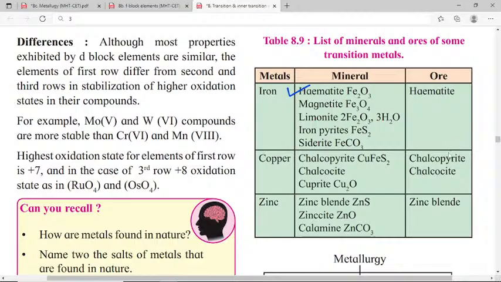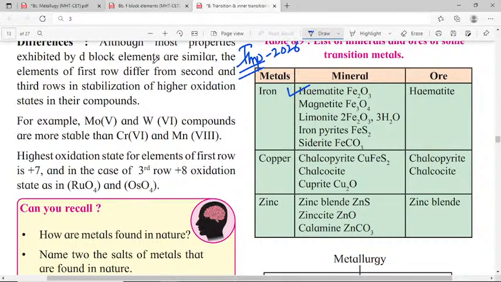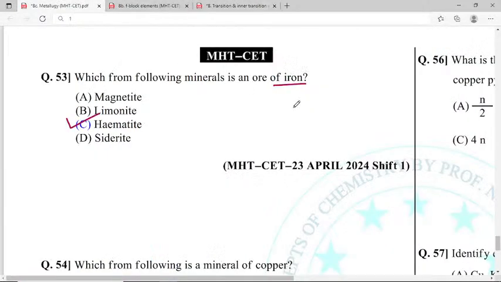Note this table, it is very very important table for 2026 board. Okay, CET as well as the board exam. Magnetite.